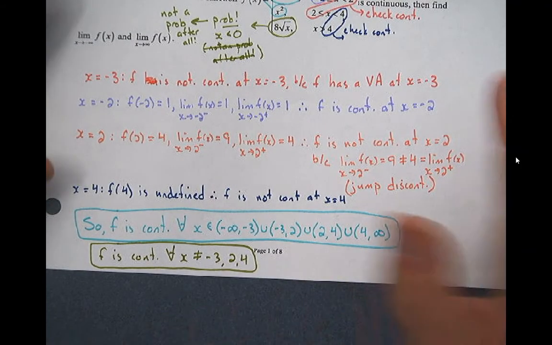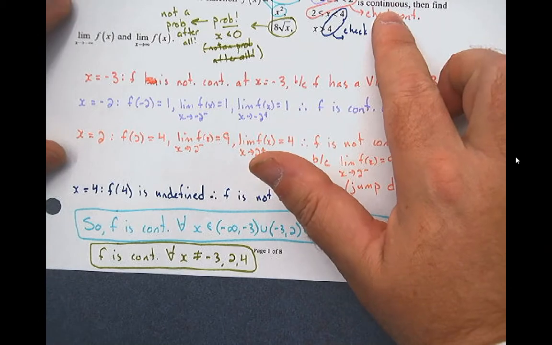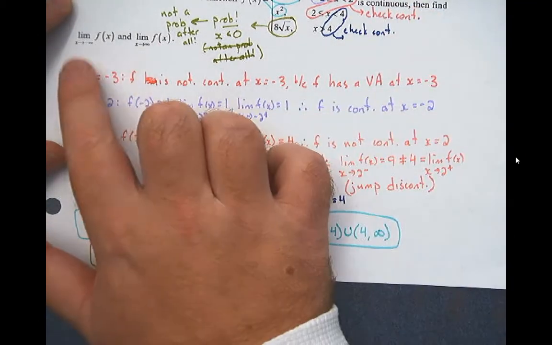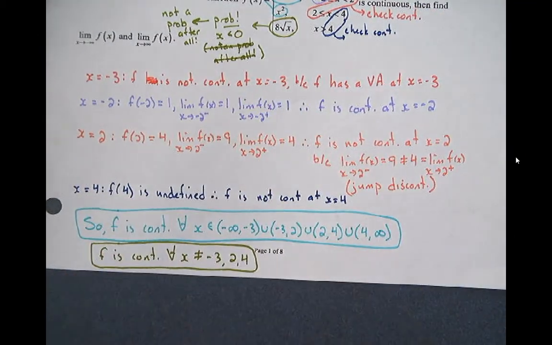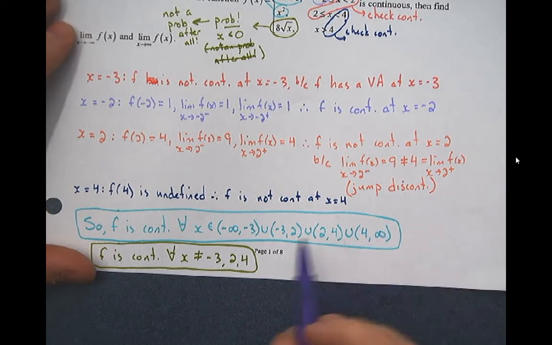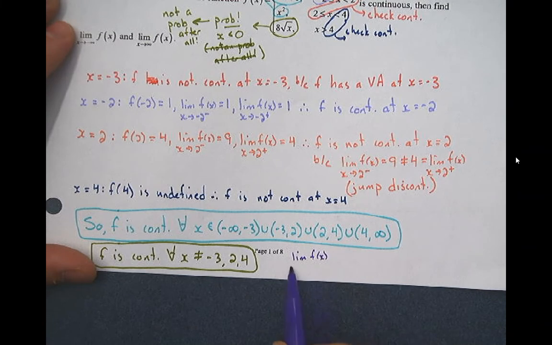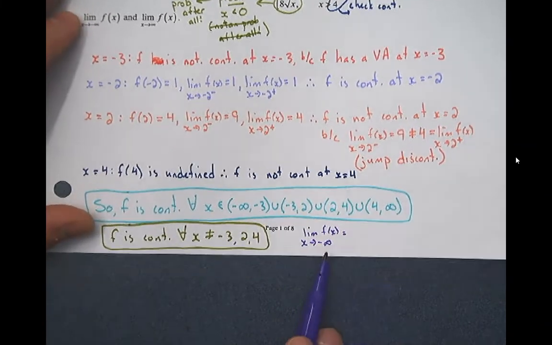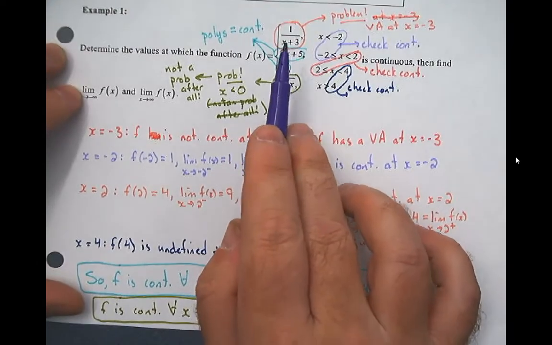Read the question again. Determine the values at which it is not continuous. I've listed that. Then find the limits as you head off towards the infinities. So as I head off towards -infinity, I'll try to squeeze it in down here. Limit of f of x as x heads towards -infinity. So I would be plugging -infinity into this function.